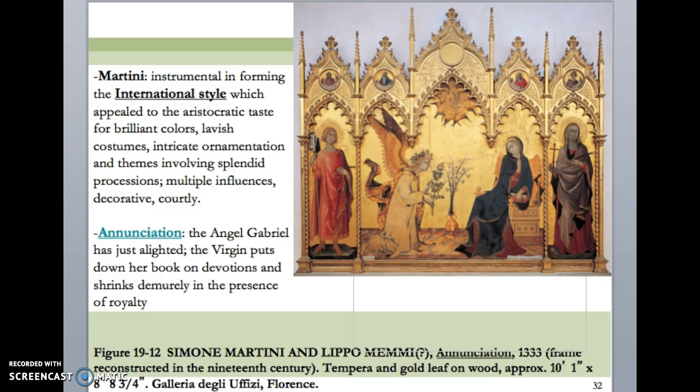I'm running out of time, ladies, but the last work that I want you to know is this altarpiece, the Annunciation altarpiece by Simone Martini, and be familiar with the International Style, which appealed to aristocratic tastes and was characterized by rich colors, deep reds, lapis lazuli, royal purple, things like that, and lots of gold. You can see the whole background contains this gold leaf. So be familiar with that as well.